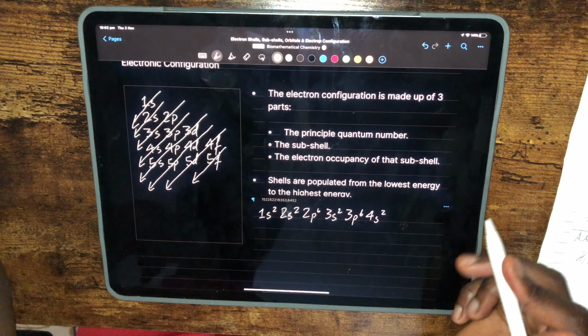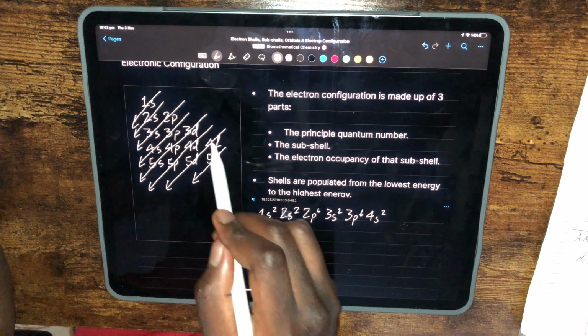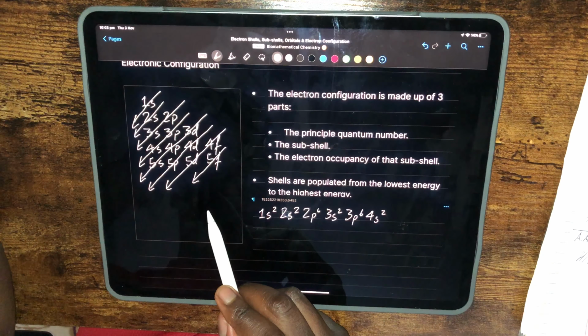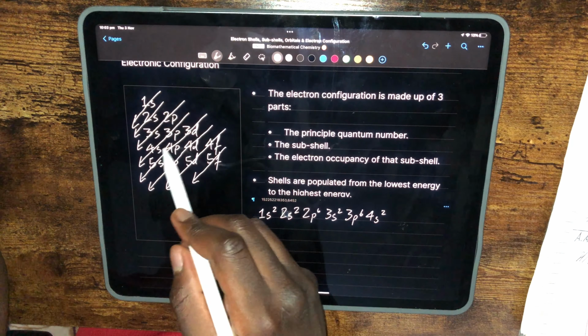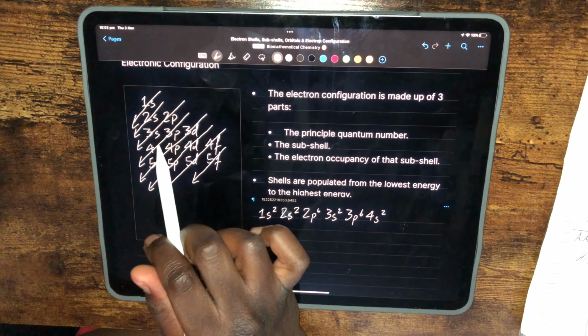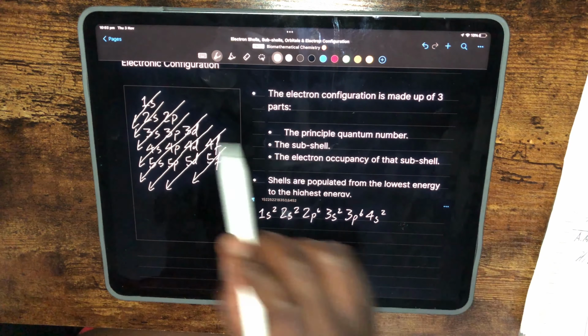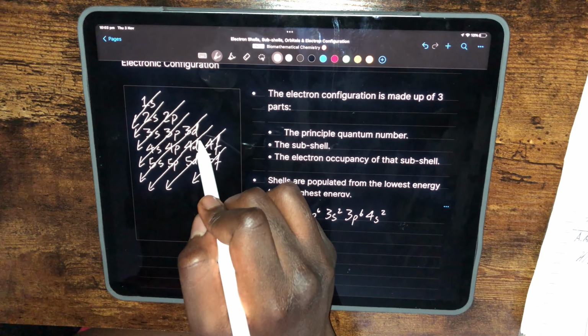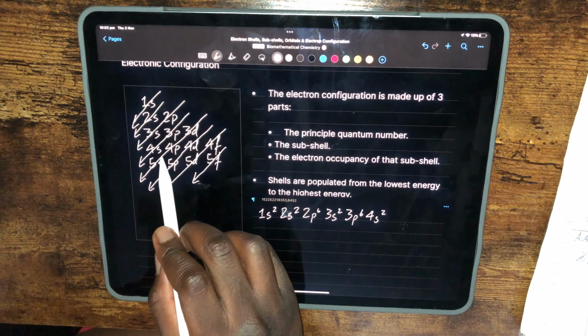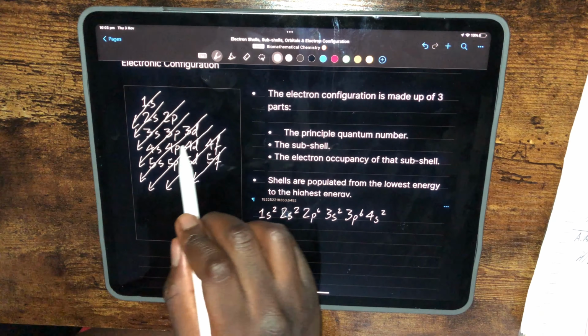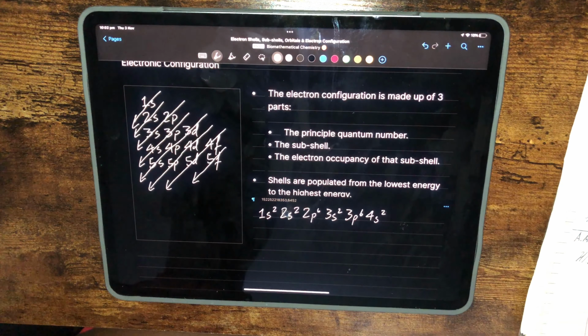Someone that may not understand would just go straight across. They go from 3p and then straight to 3d, when instead it should be going to 4s. And then if you were to go again, you'd go to 3d if there are more electrons.